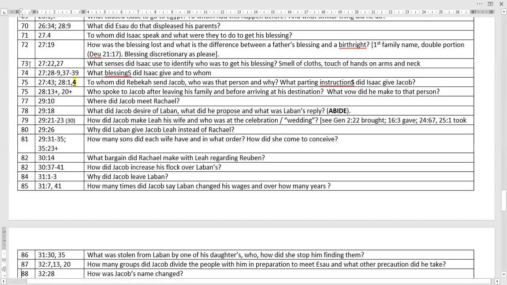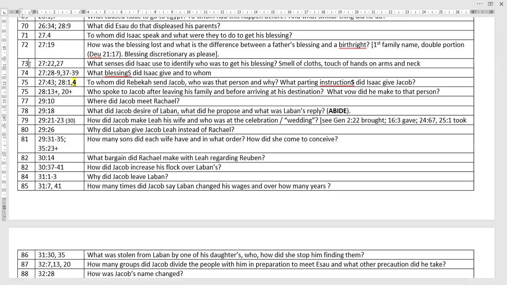Question 73. What senses did Isaac use to identify who was to get his blessing? Well, because he was blind, he had to use the smell of the clothing. So you see, his mother told Jacob to put on some of his brother's clothing to get the smell. And touch. He also got the fur of some animal put on the back of his neck and his arms, because that's where his dad was going to touch, and that's what fooled him. He knew the voice sounded different, but he went by the senses he had, which were smell and touch.